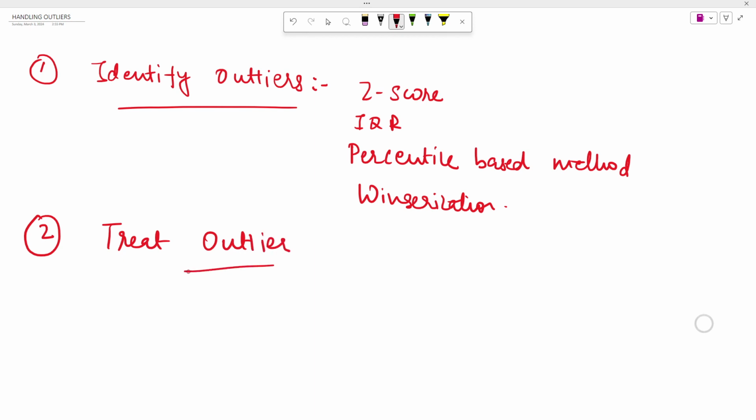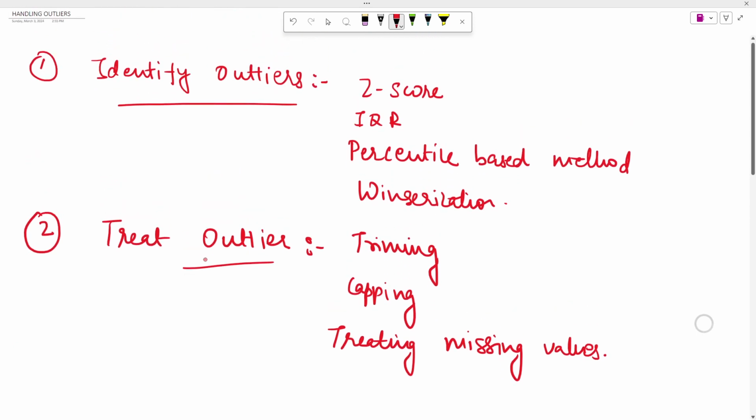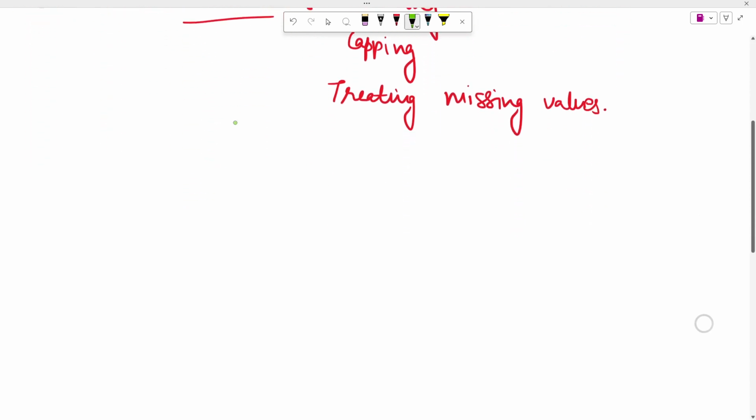So we'll be talking about techniques like trimming, then capping, treating outliers like missing values, and applying all the techniques we have learned in missing values, right? So let's deep dive into the first thing. We should understand why we need to remove outliers from the machine learning model.